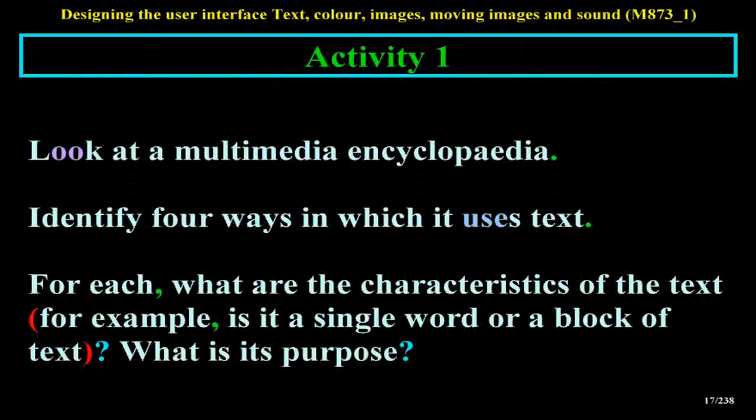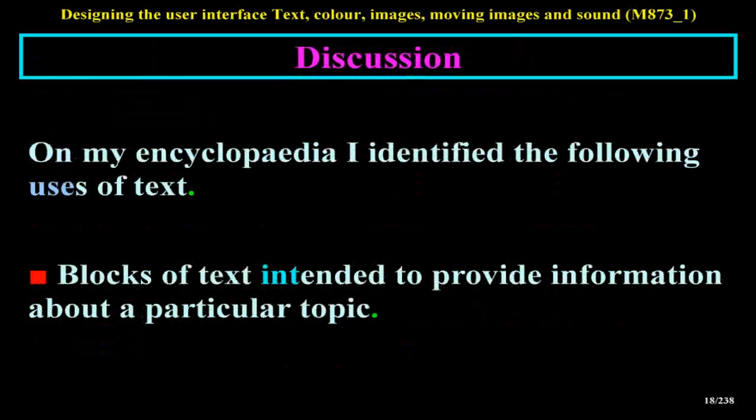Activity 1. Look at a multimedia encyclopedia. Identify 4 ways in which it uses text. For each, what are the characteristics of the text? For example, is it a single word or a block of text? What is its purpose? Discussion.